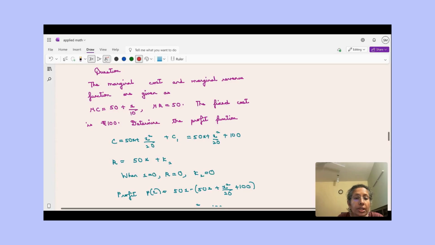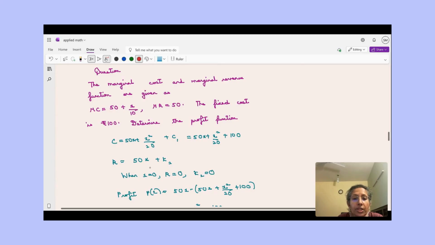Now cost is the integral of the marginal cost, so it is 50x plus x squared by 20 plus c1, where c1 is the constant of integration. But the fixed cost is 100, so this becomes 50x plus x squared by 20 plus 100. Marginal revenue is 50, so what will be the revenue? 50x plus k2. Now when x is 0, revenue is 0, so k2 is 0.